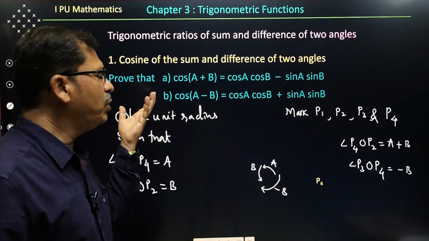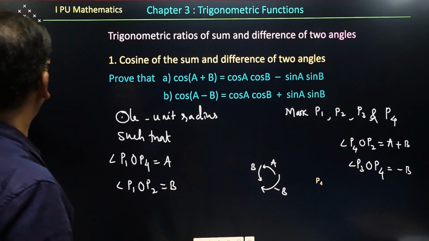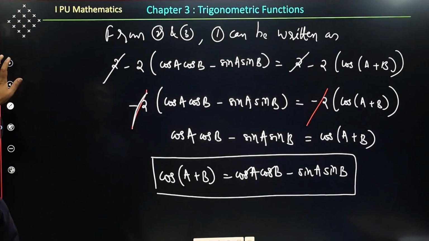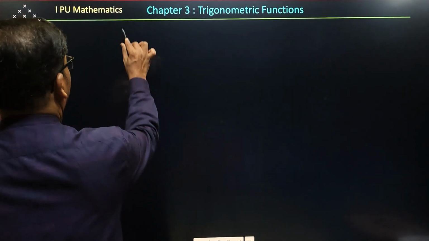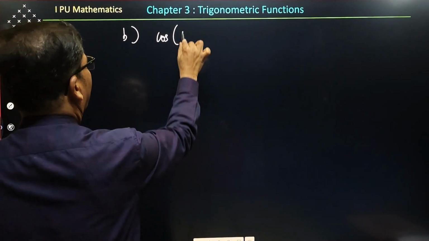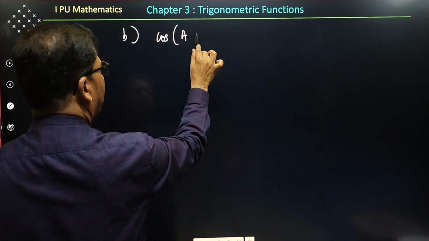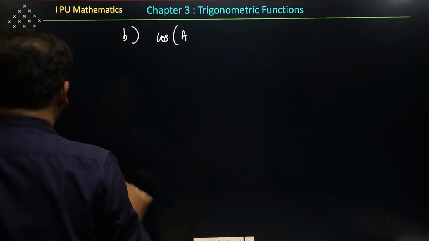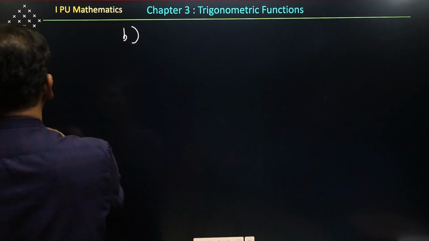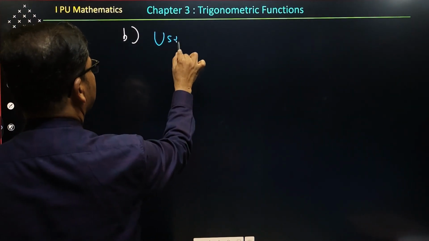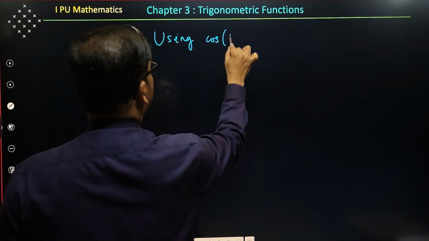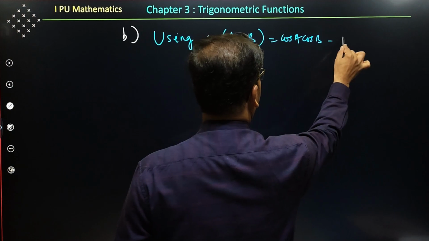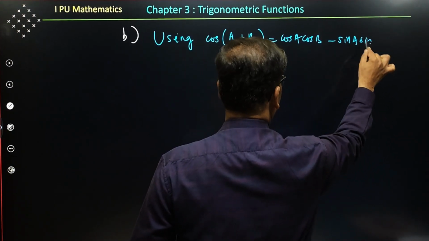Sub question B, cos of A minus B. Using this itself, I would like to prove the second result. Just now we have proved that cos of A plus B equal to cos A cos B minus sin A sin B. You have to use this.